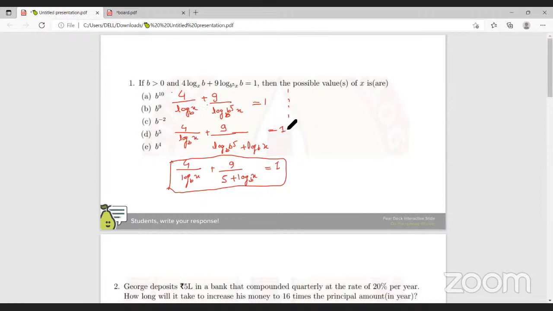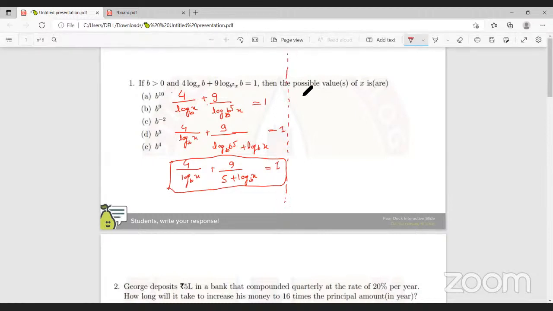Any alternate way? Sir, I did 4 and I took a common base. So 4 ln b by ln x plus 9 ln b by ln of b to power 5x, and b to the power 5x I opened as 5 ln b plus ln x. So ln of b upon ln of x plus 9 ln of b upon 5 ln b plus ln of x, right?